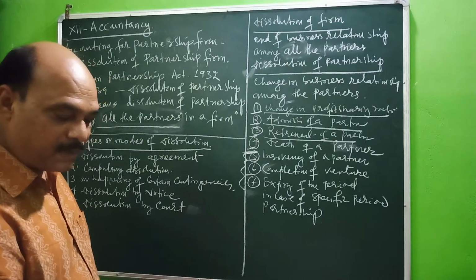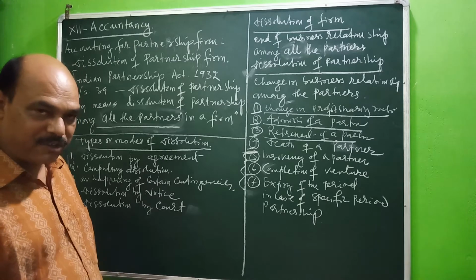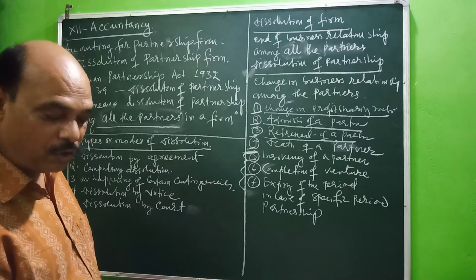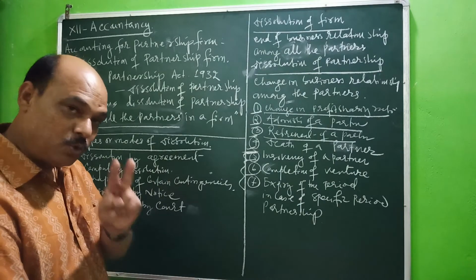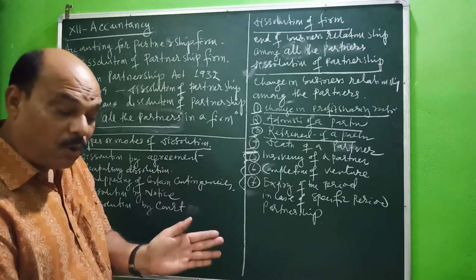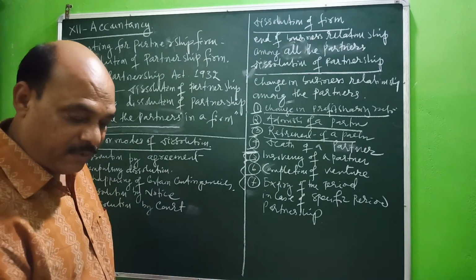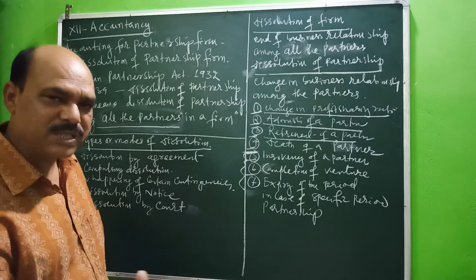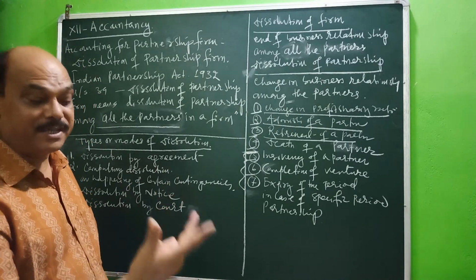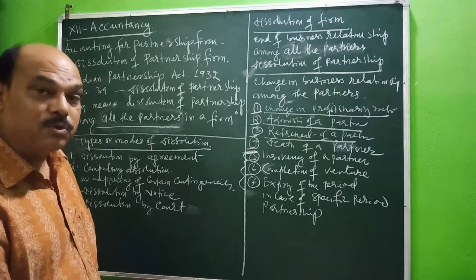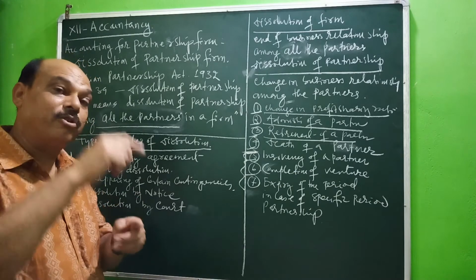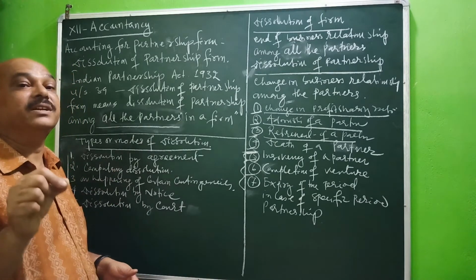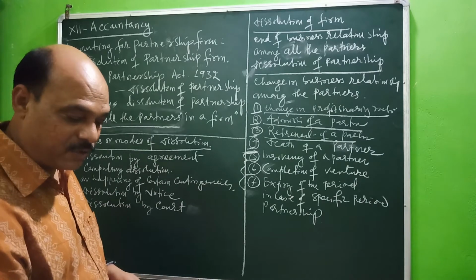Number 2, compulsory dissolution. These are the circumstances where a partnership firm is compulsorily dissolved. Number 1, when all the partners or all but one, that means all partners except one, become insolvent. You know the meaning of insolvent: the person whose assets are less than the liabilities, that means liabilities are more, rendering them incompetent to sign a contract, because the Indian Contract Act 1872 says a person cannot sign a contract if he or she becomes insolvent. That condition will be applicable here.